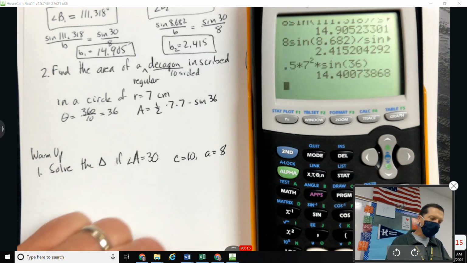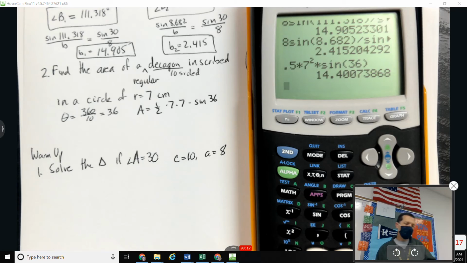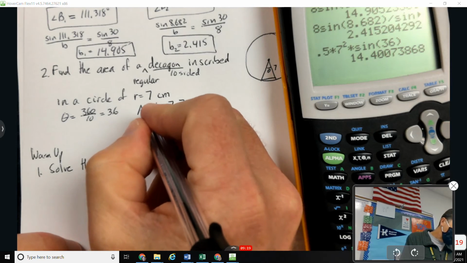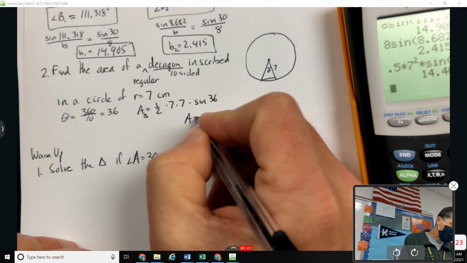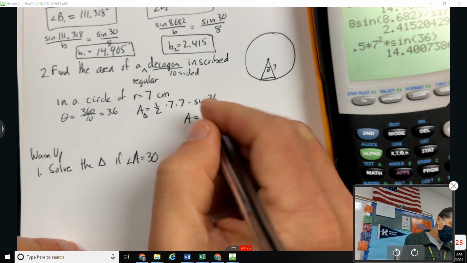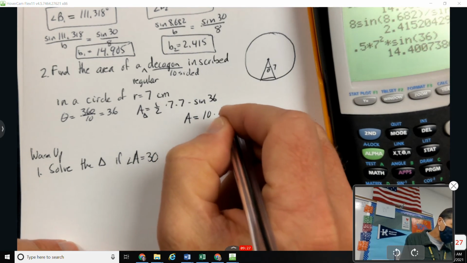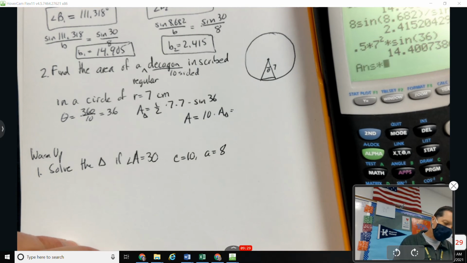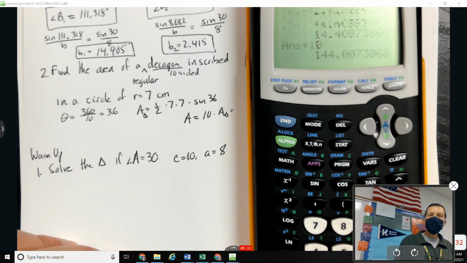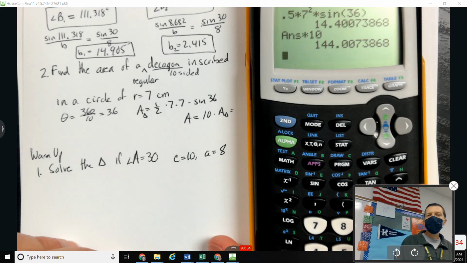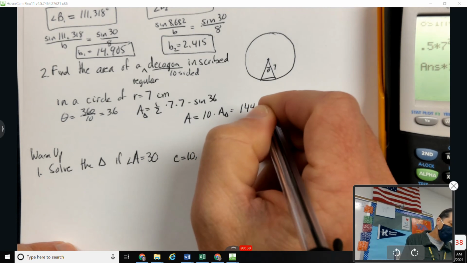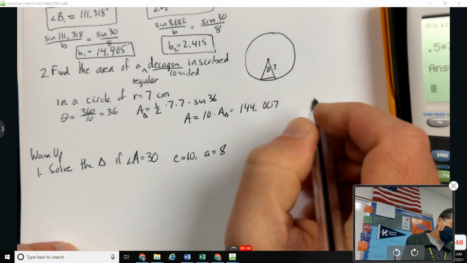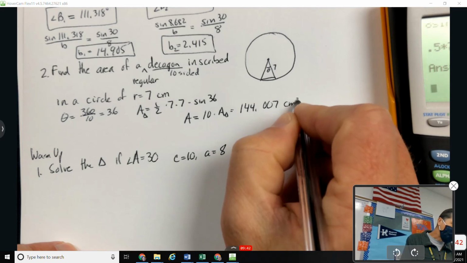Just be careful because that's one of the triangles. So I don't know how you want to phrase that, but at some point you need the full area, which is 10 triangles. So 144, that's just kind of weird, it came out almost even. 144.007 centimeters squared. Careful of units.